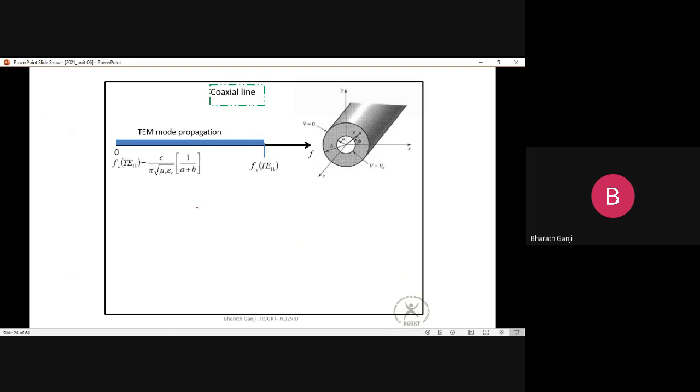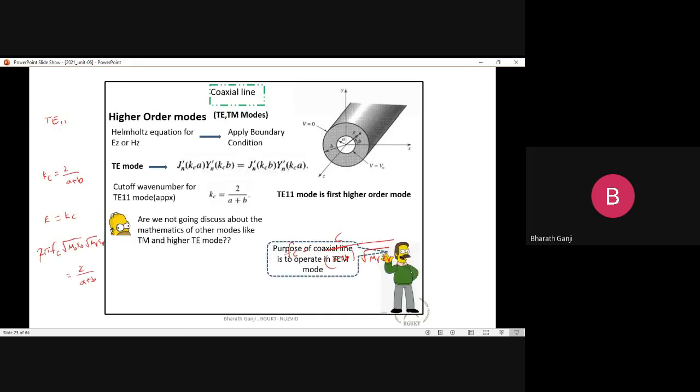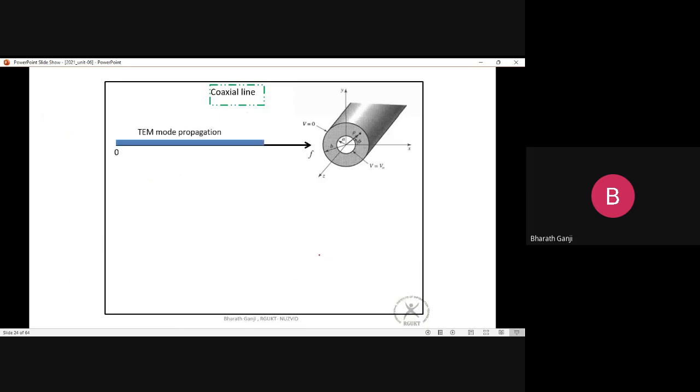In the last class we saw that this ratio depends upon things like, sorry, I forgot pi previously in my derivation. So here you had a pi also. So we saw that the cutoff frequency basically depends upon the value of a and b.